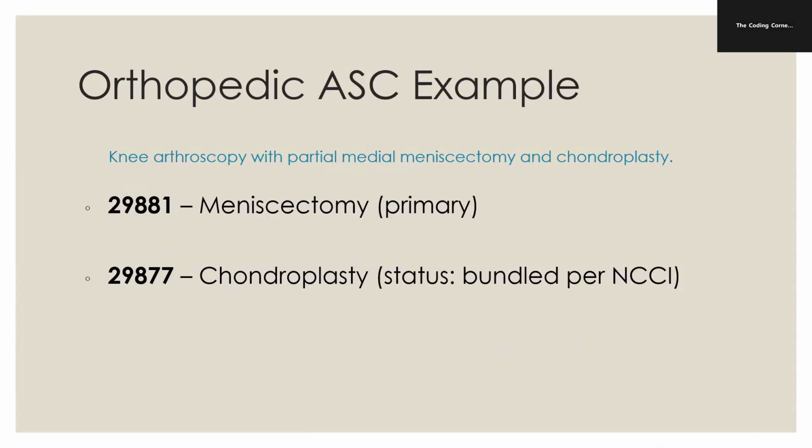An orthopedic ASC example: a knee arthroscopy with partial medial meniscectomy and chondroplasty. 29881 meniscectomy is primary, and 29877 is for chondroplasty, but this is bundled per the NCCI edit. You would see as you looked at the NCCI edit that it bundled the chondroplasty into the meniscectomy when performed in the same compartment. This is another common ASC denial area.